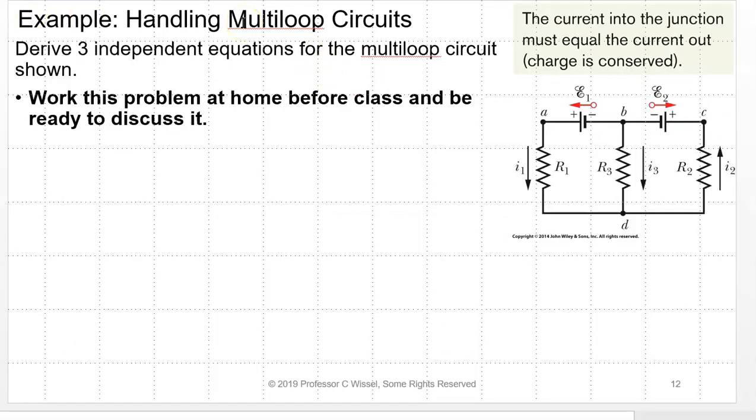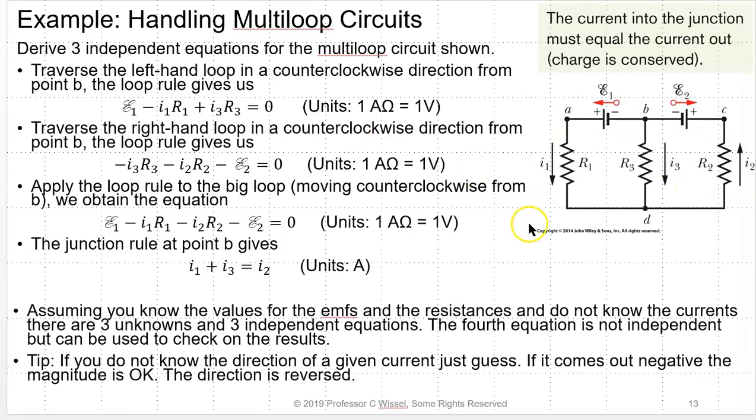So here's another example, handling multi-loop circuits. So here's a multi-loop circuit. We're going to derive 3 independent equations for the multi-loop circuit. What we do is your choice. I decided to pick the left-hand loop in the counterclockwise direction, beginning at point B. I'm going to go from the negative to the positive terminal, so that's positive E1. I'm going with the current, that's down the waterfall, so that is minus I1 R1. I'm going against the current in R3, that's up the waterfall, so that's positive I3 R3, back to my starting point, equals 0. Units check, 1 amp ohm equals 1 volt. So I probably did that correctly.